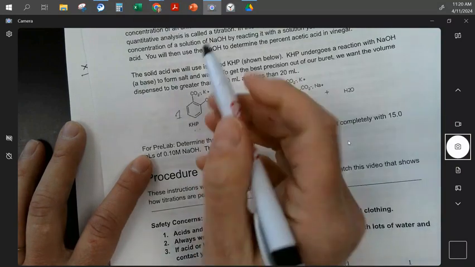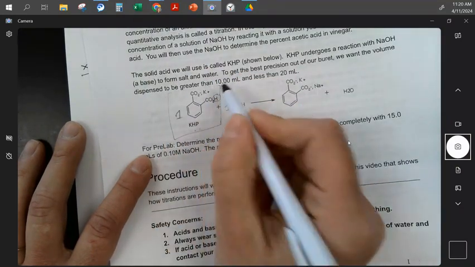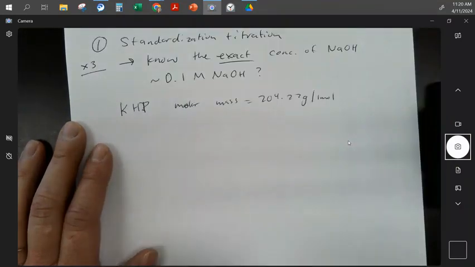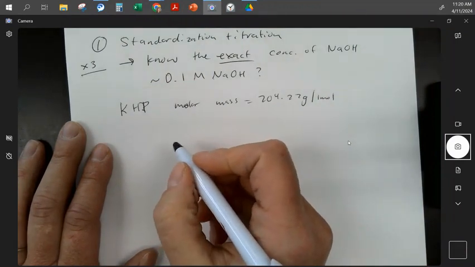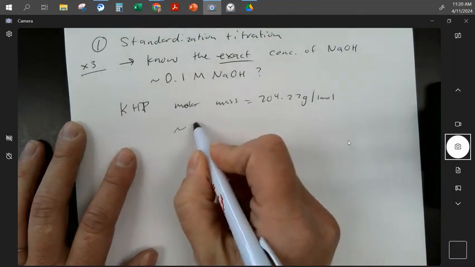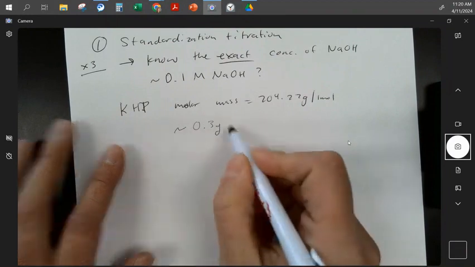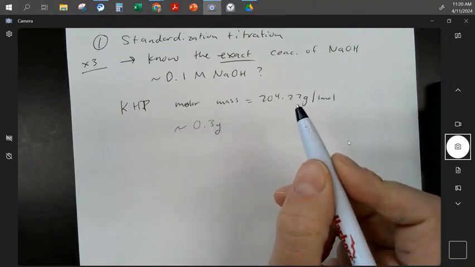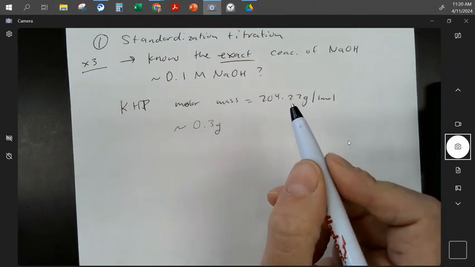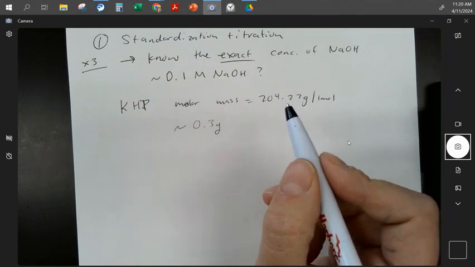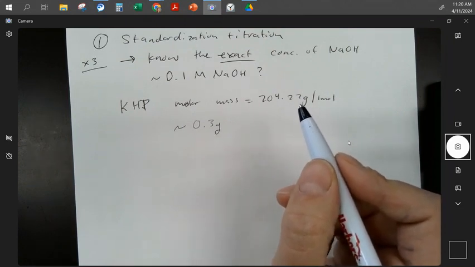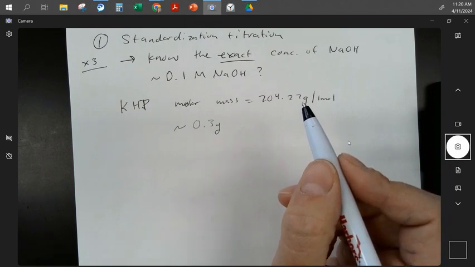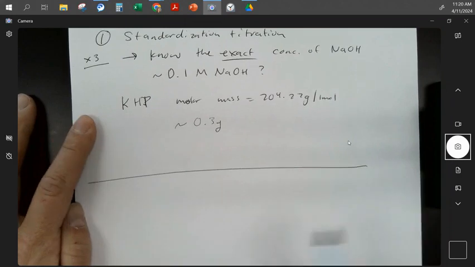So the first section, you're going to weigh out KHP. We'll calculate how much it's going to be for the pre-lab, but you're going to weigh about 0.3 grams. You're going to write down exactly how much you use. You're going to titrate the KHP following the procedure, and then you'll be able to figure out the concentration of the sodium hydroxide. So that's the first titration.